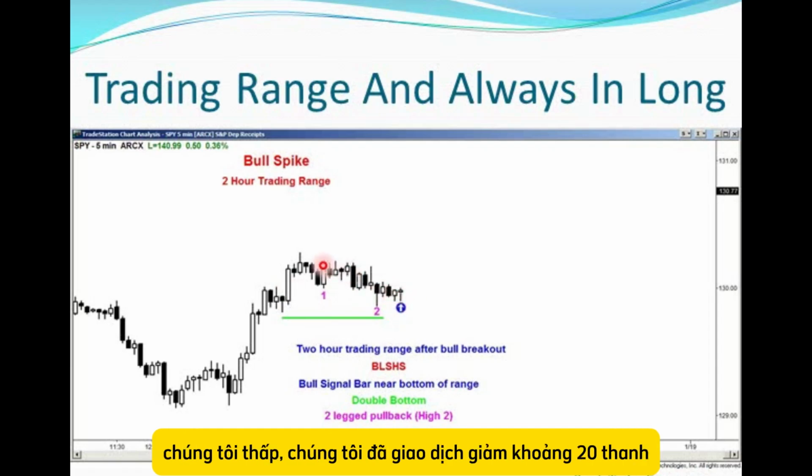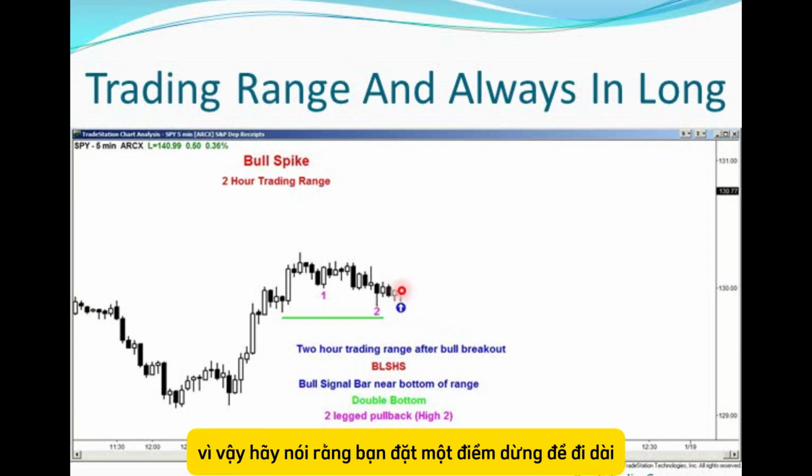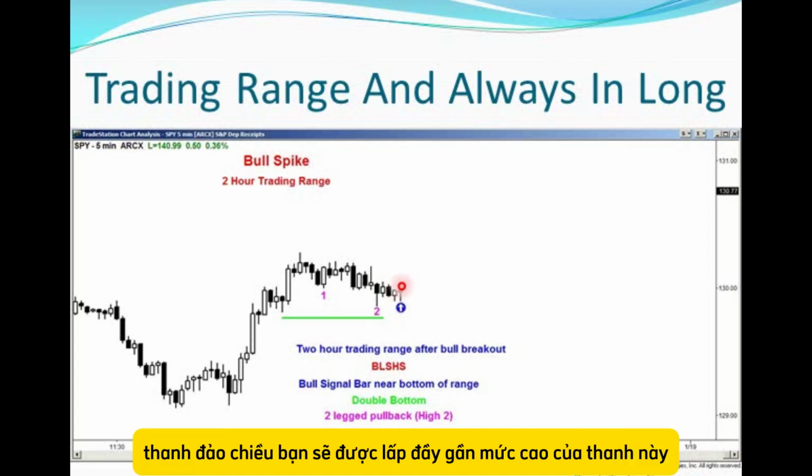We're low. We've been trading down for about 20 bars. You have to be looking to buy. And you have a decent enough signal bar after a 2-legged pullback. So this is a reasonable buy. So let's say you place a buy stop to go long 1 tick above the high of this small bull reversal bar. You'd get filled near the high of this bar.